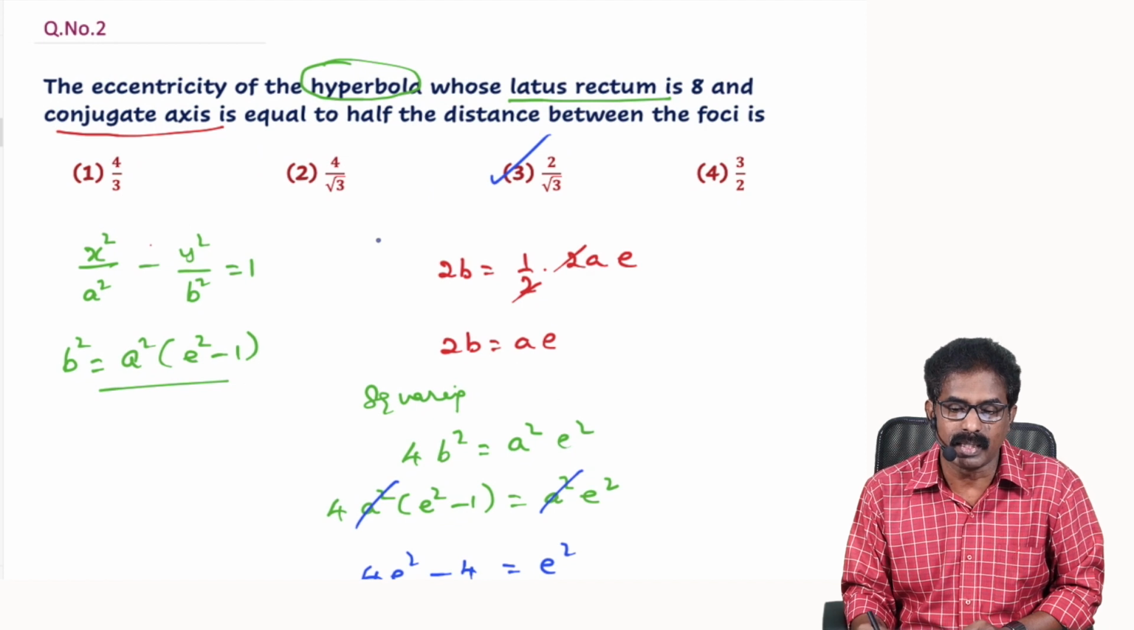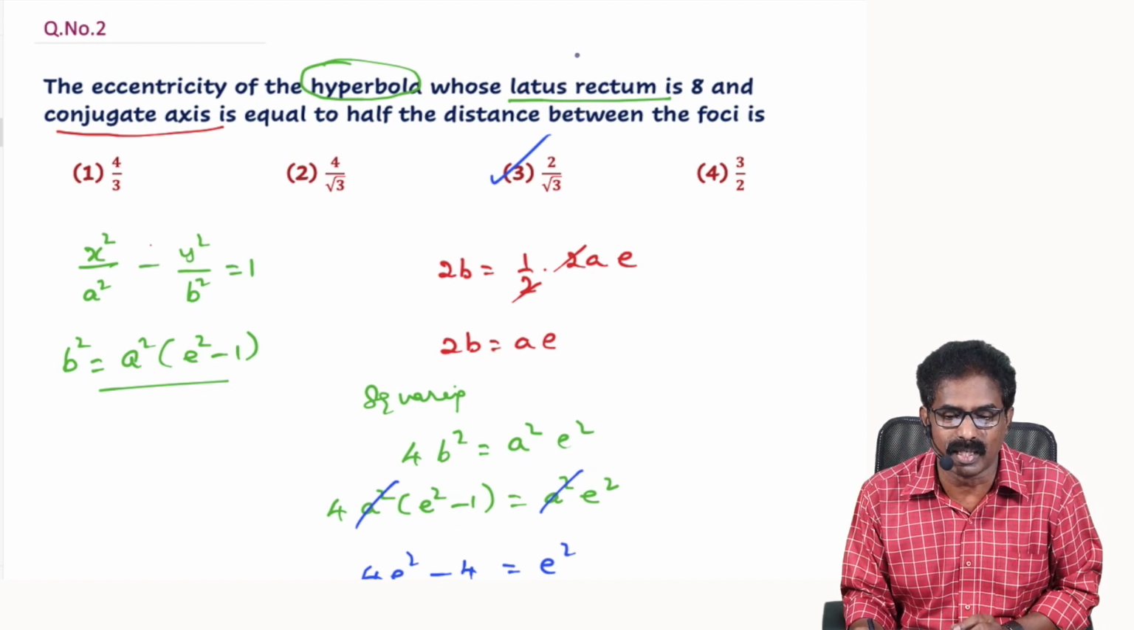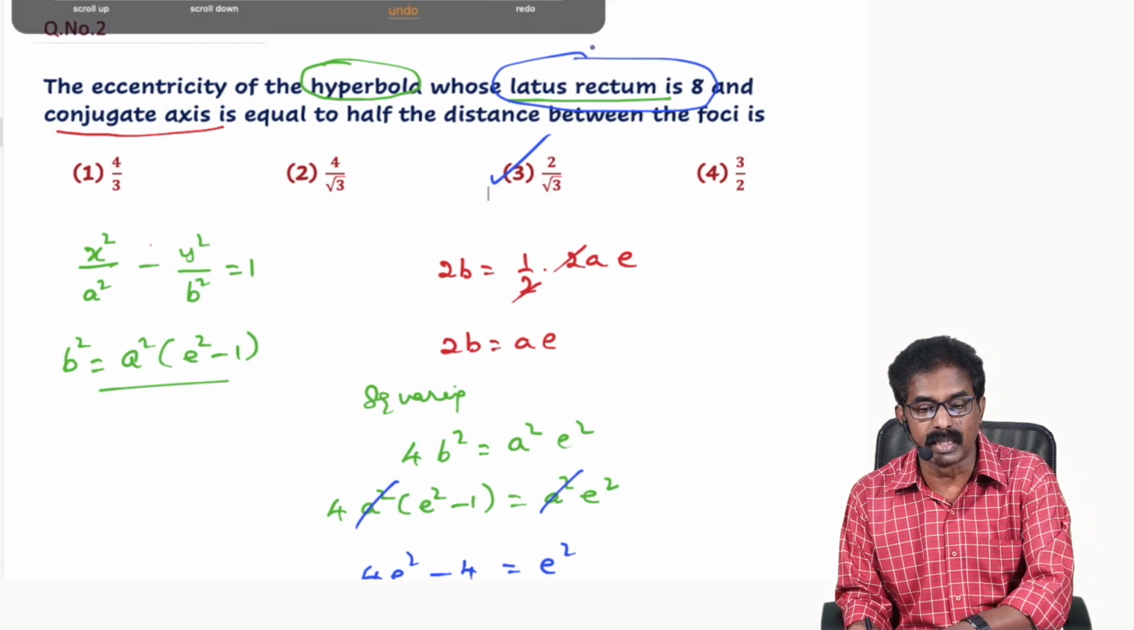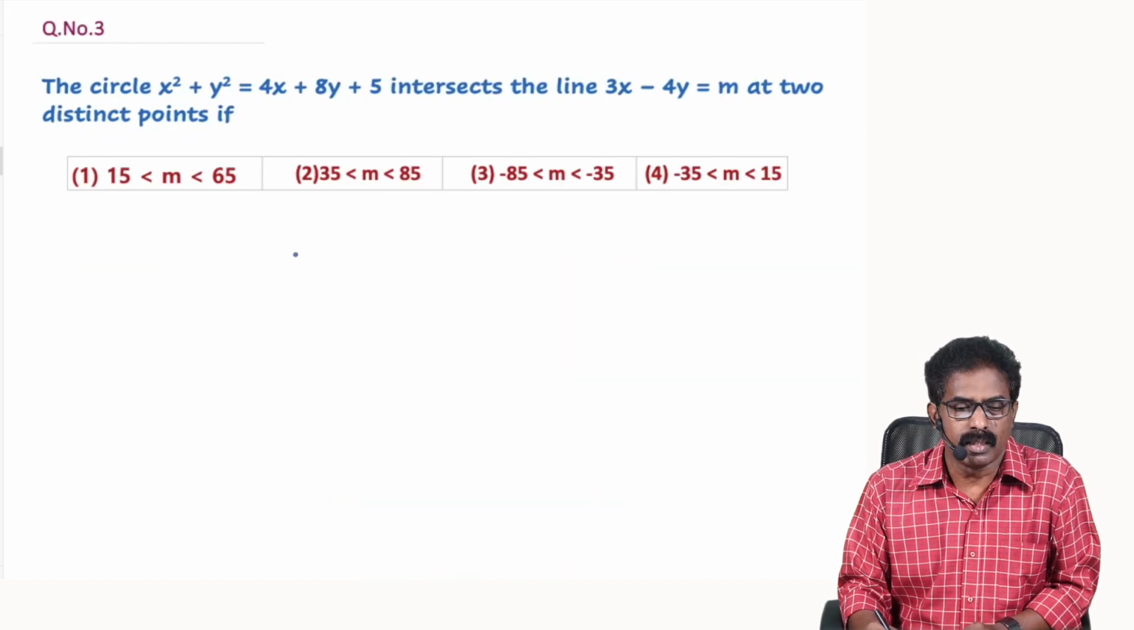That's the answer. And here one piece of information we are not using at all, right? Latus rectum, what have they given us? 8. So without using that, you can find the answer, okay? Listen to the third question.